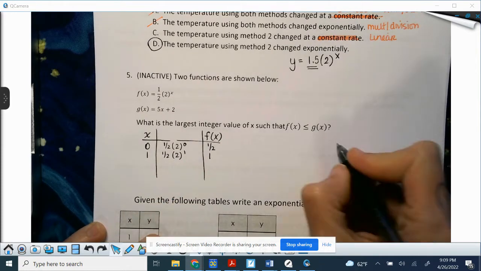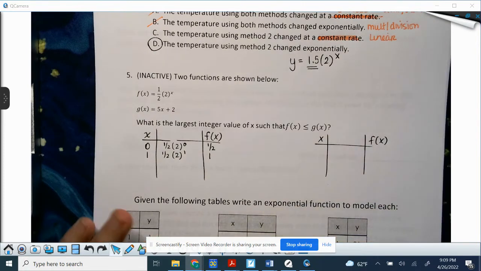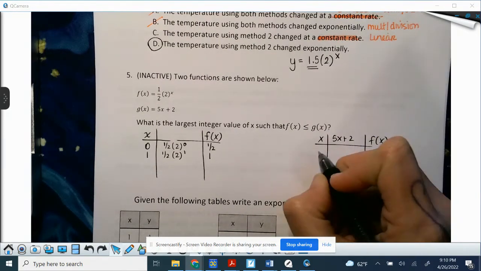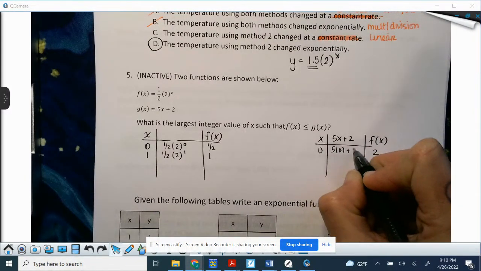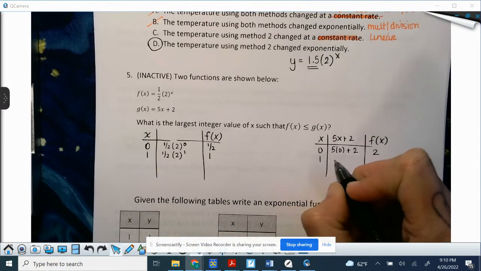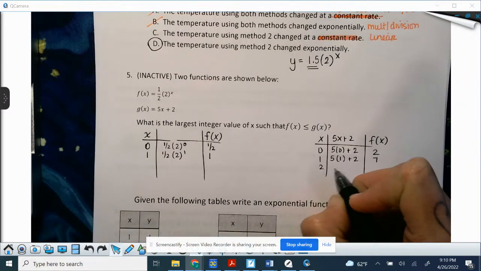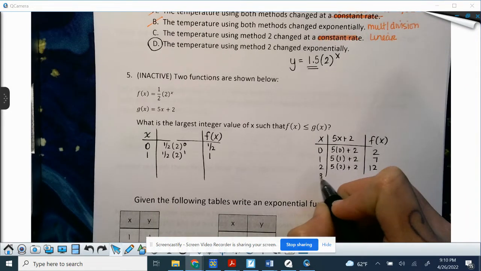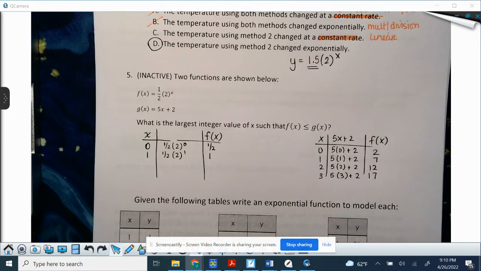I'm going to start my table over here for the other one as well and stop to see, because linear might be easier for you to do and pick up, since we're looking for when there's a great change. So I have that 5x plus 2. If I plug in a 0, that's going to be 2, because 5 times 0 is 0 plus 2 is 2. If I plug in a 1, 5 times 1 is 5 plus 2 is 7. For 2, 5 times 2 is 10 plus 2 is 12. For 3, 5 times 3 plus 2 is 17, because 15 plus 2.